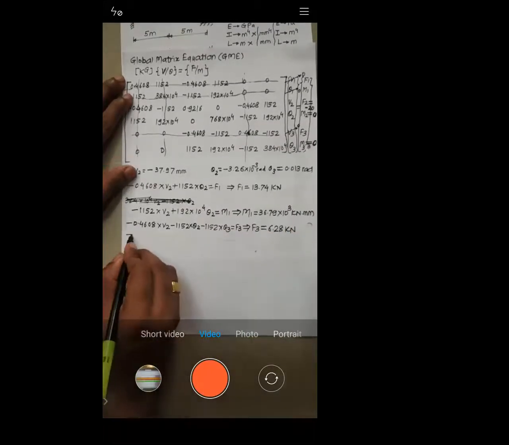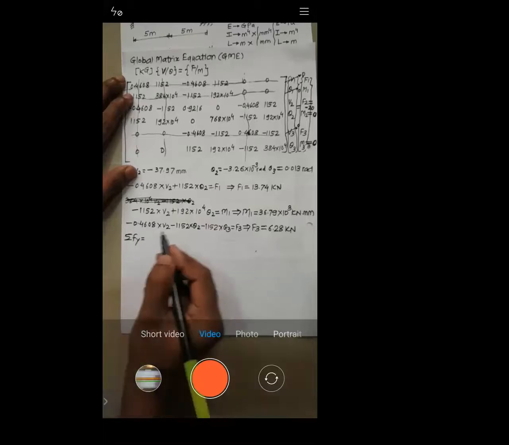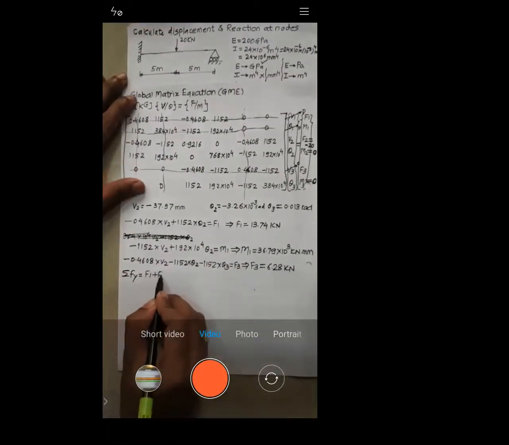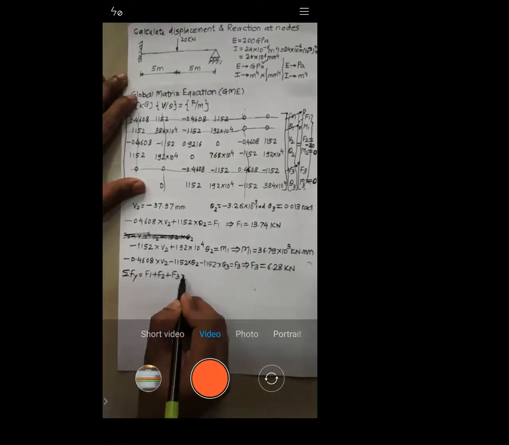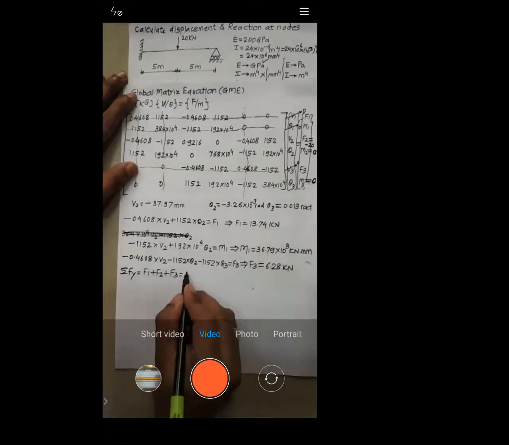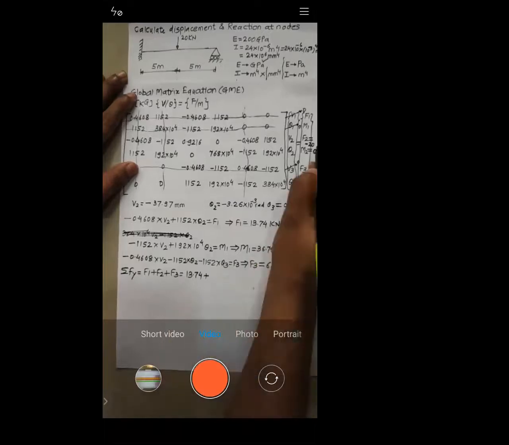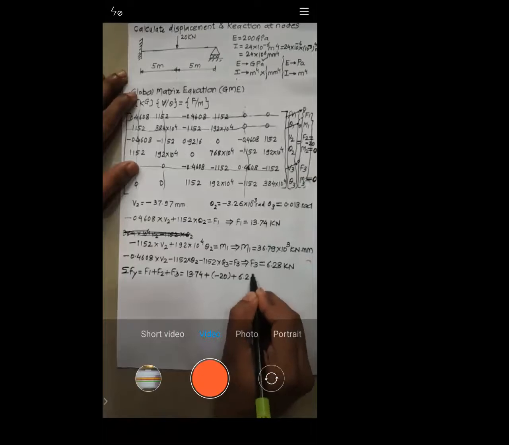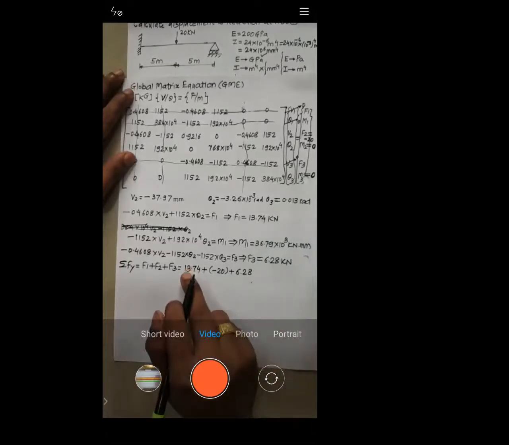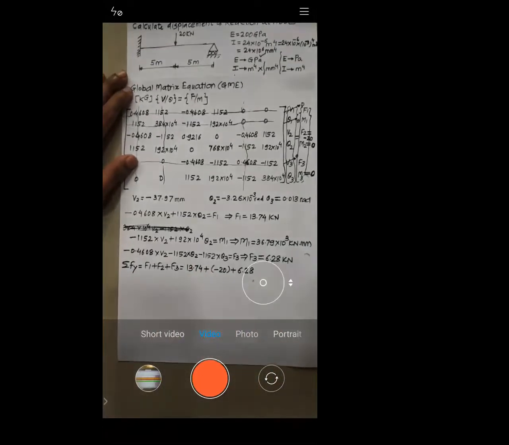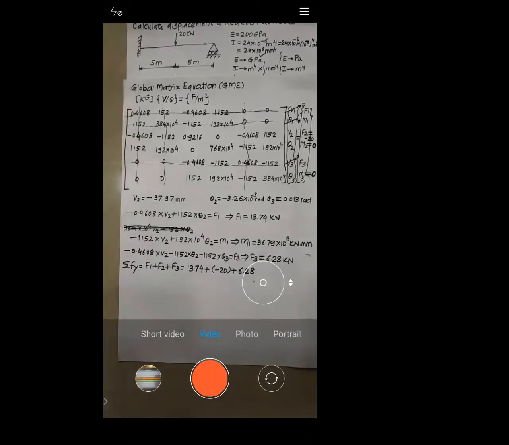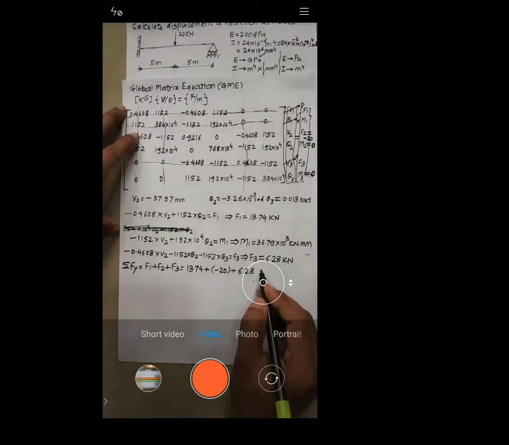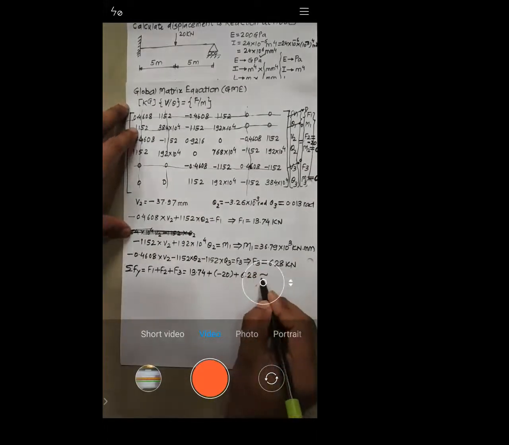Right? Now take the summation of forces. Obviously forces will come in the y direction because it's a beam. So which are those forces? F1 plus F2 plus F3. F1 you have just calculated, 13.74, plus F2, which is minus 20, plus F3, which you have calculated as 6.28. So how much is it coming? 13.74 minus 20 plus 6.28. It is coming exactly 0, or approximately 0.02. So that is approximately equal, right?